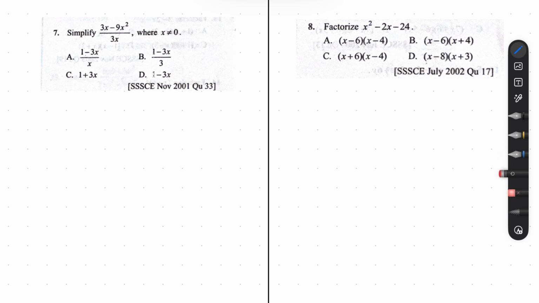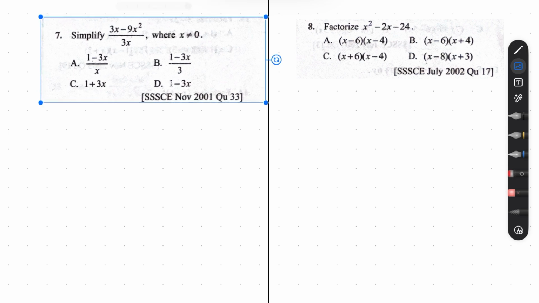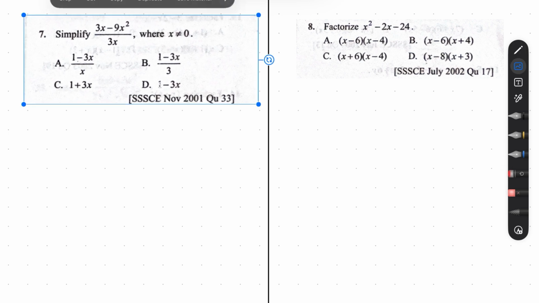This question 7 says simplify. Let's expand this so we can see clearly.